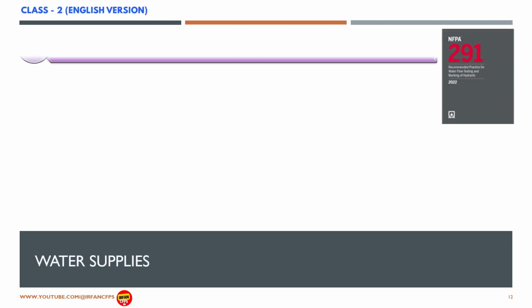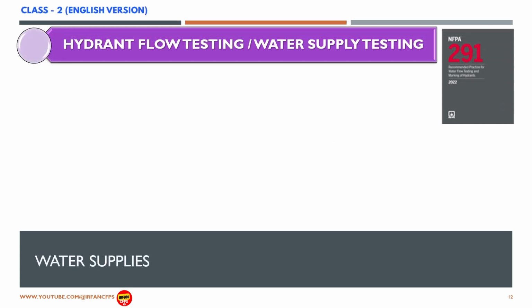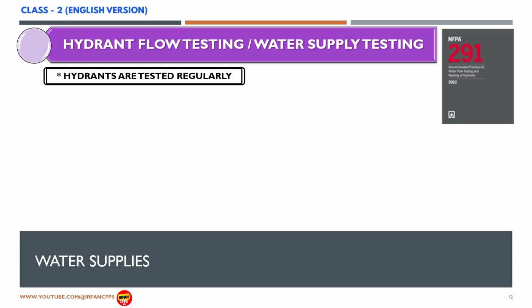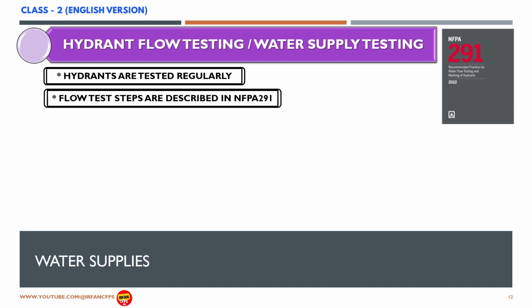Let's discuss the most interesting topic in today's session, hydrant flow testing or water supply testing. Water flow tests are conducted to determine the available water supply for fire protection purposes. Fire hydrants are tested regularly. All flow test steps are described in NFPA 291. NFPA 291 is the recommended practice for water flow testing and marking of hydrants.